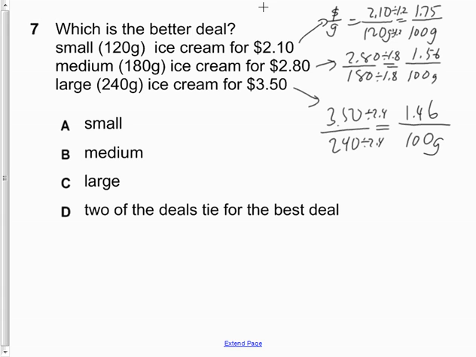So your best deal is the large. The large is the better deal by, well, not a significant amount, but roughly, what would that be, 10%? Roughly 10% better than the medium, right? But regardless, large is your best deal.